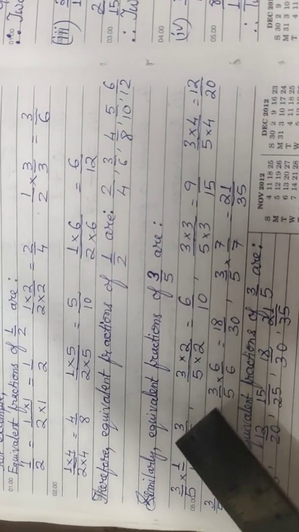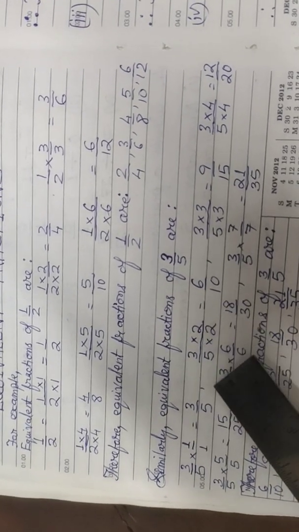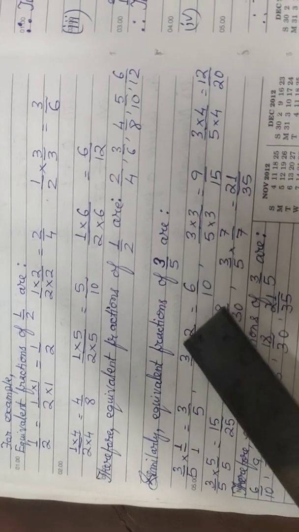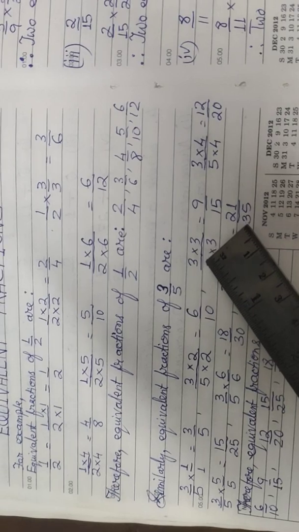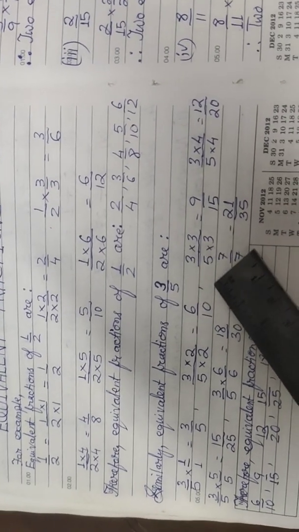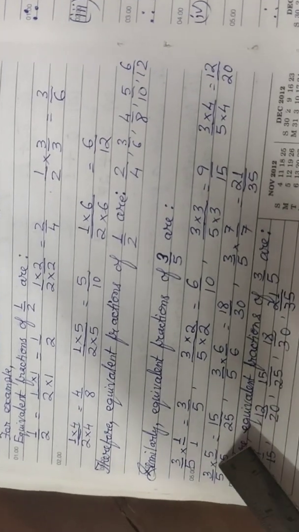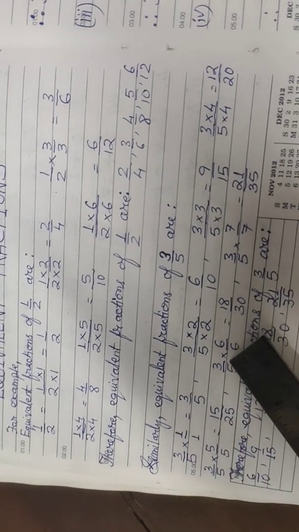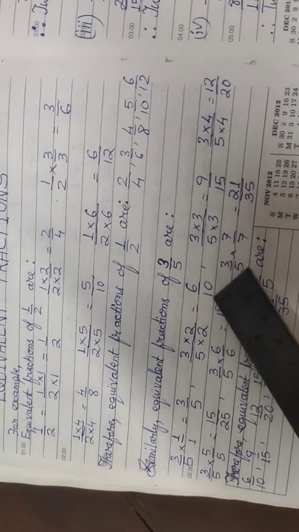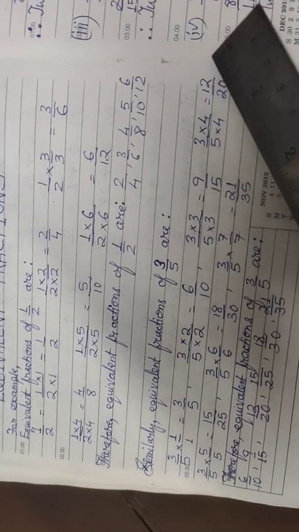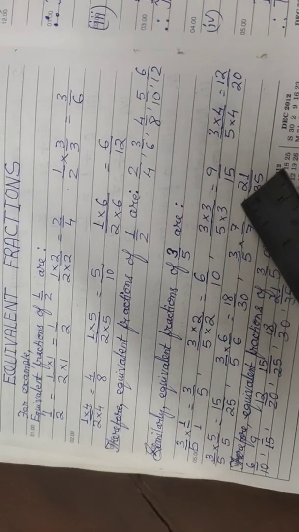Then again 3 by 5, first we had multiplied with 1, now with 2. So 3 into 2, 5 also with 2. So what result we get is 3 into 2 is 6, 5 into 2 is 10. Next, again this same fraction 3 by 5, now I am going to multiply with 3. Next with 4, next with 5, next with 6, with 7. So these are the fractions that I get: 6 by 10, 9 by 15, 12 by 20, 15 by 25, 18 by 30, 21 by 35.